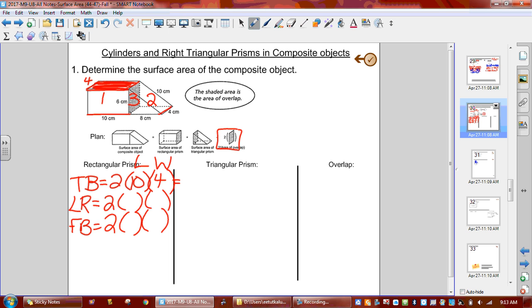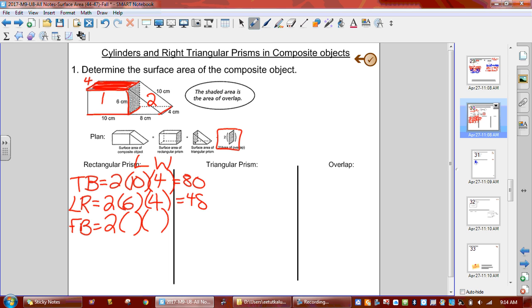Then we do our left and right side. Well, our left and right side is the side that is shaded in gray right now. So that side shaded in gray has a length of 6 and a width again of 4. So we've got 2 times 6 times 4. That's going to give us 48.